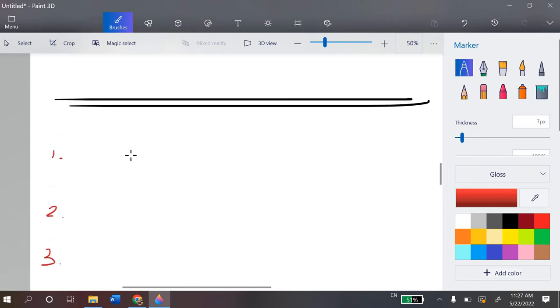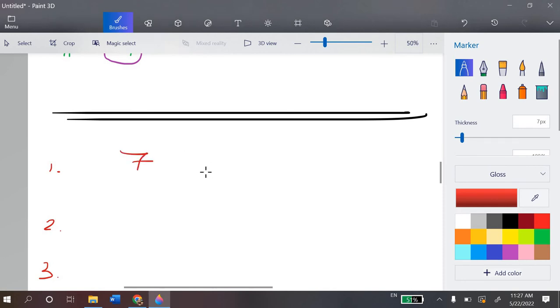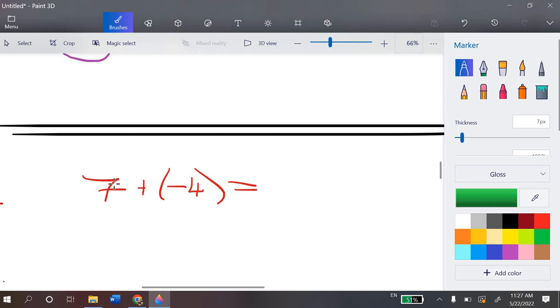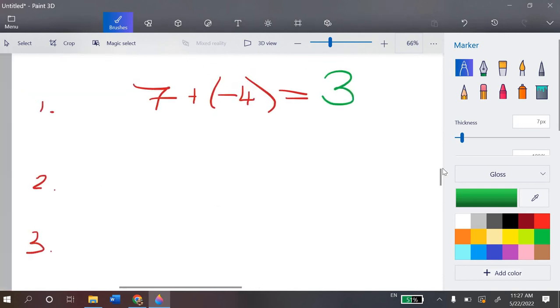Okay. Question 1, let's say 7 plus negative 4. Okay, 7 plus negative 4. So what am I going to think? It's plus minus, plus negative, so I'm going to think minus. Okay, so 7 minus 4 would be, anybody? 3. Very good.